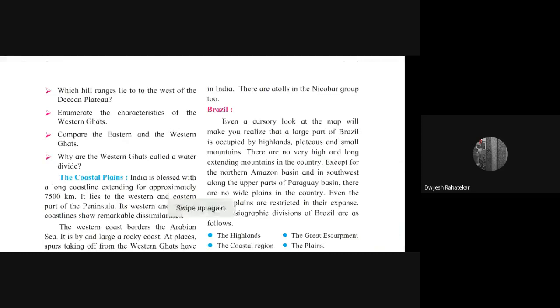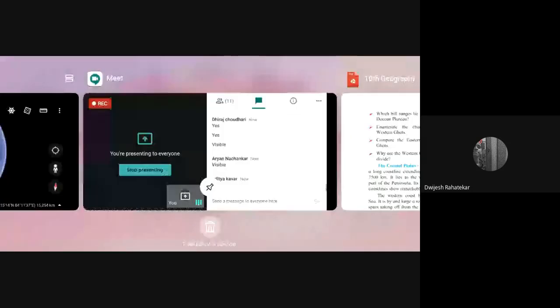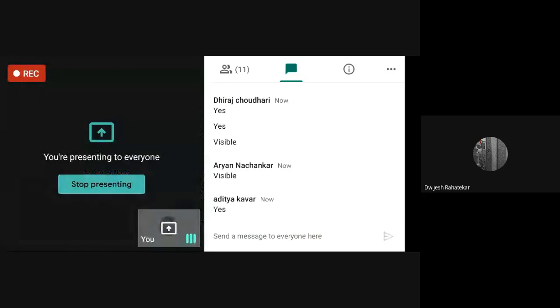Before starting Brazil, I will ask all of you one question, and I will give you 30 seconds to answer. As we have seen, India is divided into 5 major parts. Which are these parts? Okay, Siddhant, write out the answer here. I will wait for you.